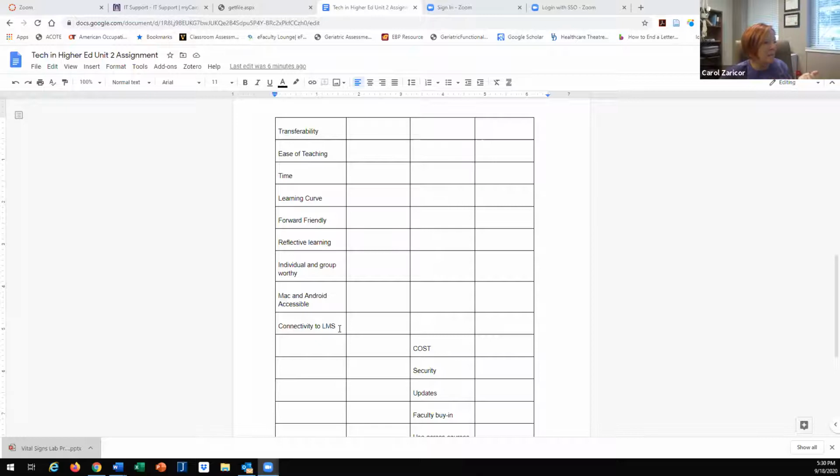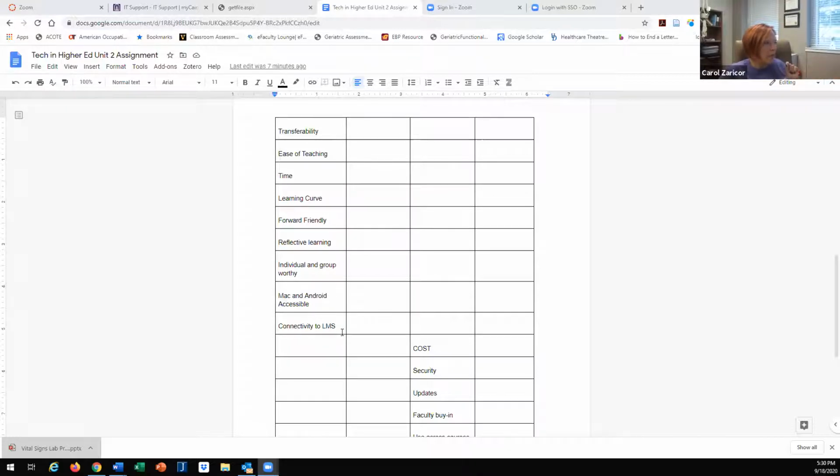And does it connect to our learning management system? That's really important, because once they get their assignment done, I want it to be easy enough for them to upload it to their assignment in the learning management system. So those are the things that I look at for current things that we have access to.